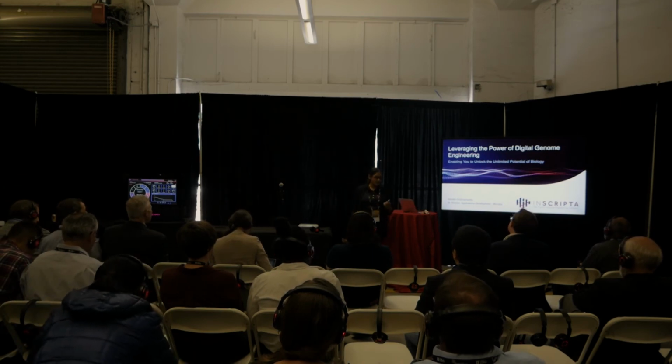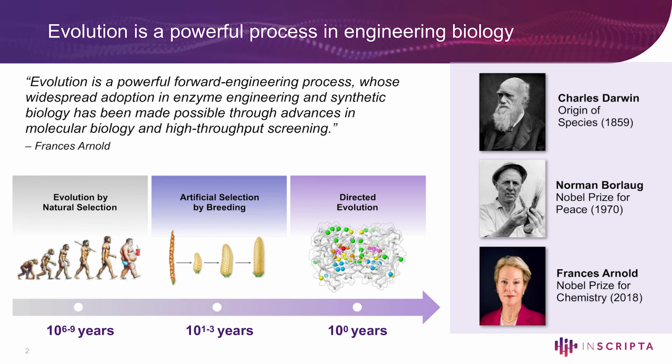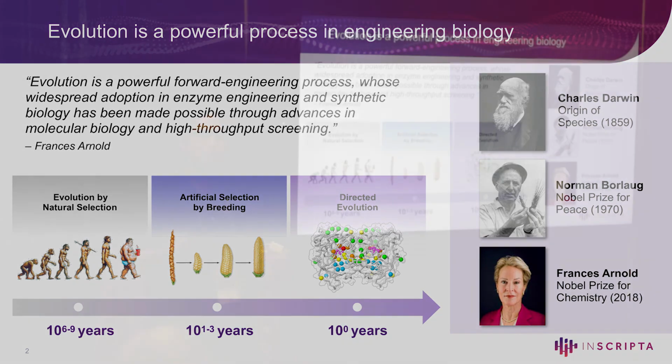As biologists, our primary goal is aspiring to get to the best phenotype possible. And as Frances Arnold's quote says, evolution is a very, very powerful process in this. We've come a long way, starting from the slow process of natural selection that Darwin described, to getting to desirable phenotypes using targeted selection, such as breeding, for which Norman Borlaug got his Nobel Prize, to creating or engineering variation through directed evolution, for which Frances Arnold got her Nobel Prize.